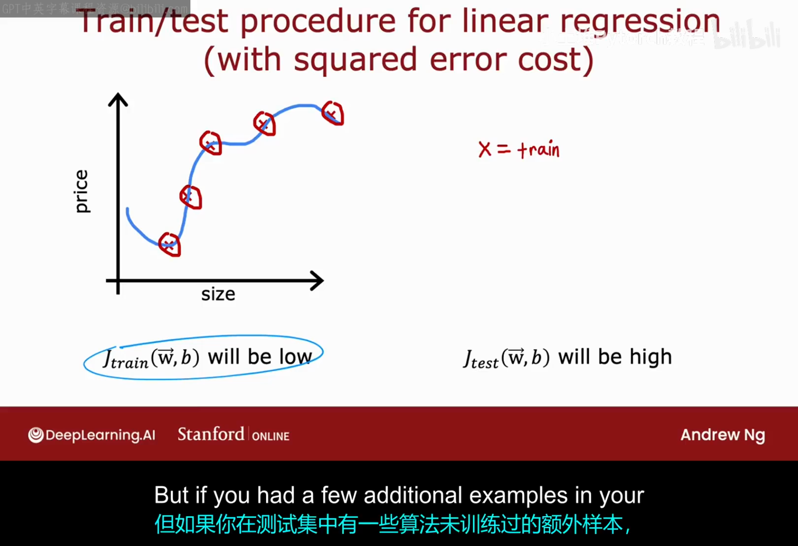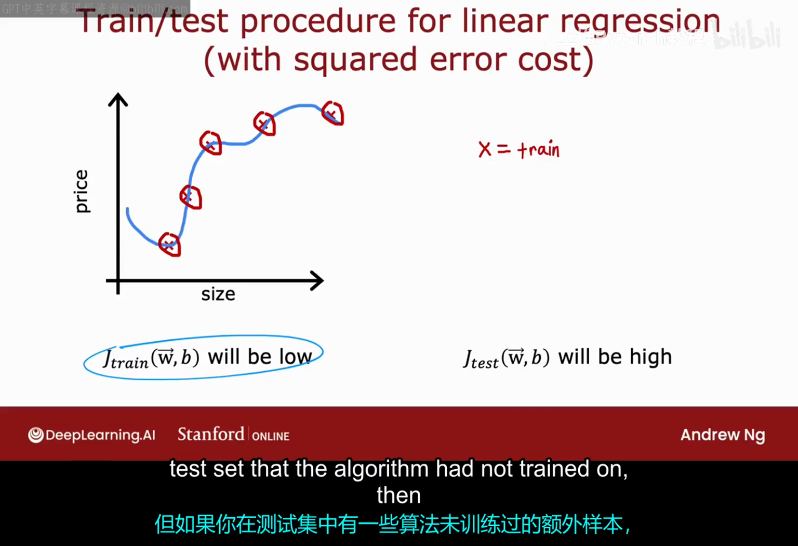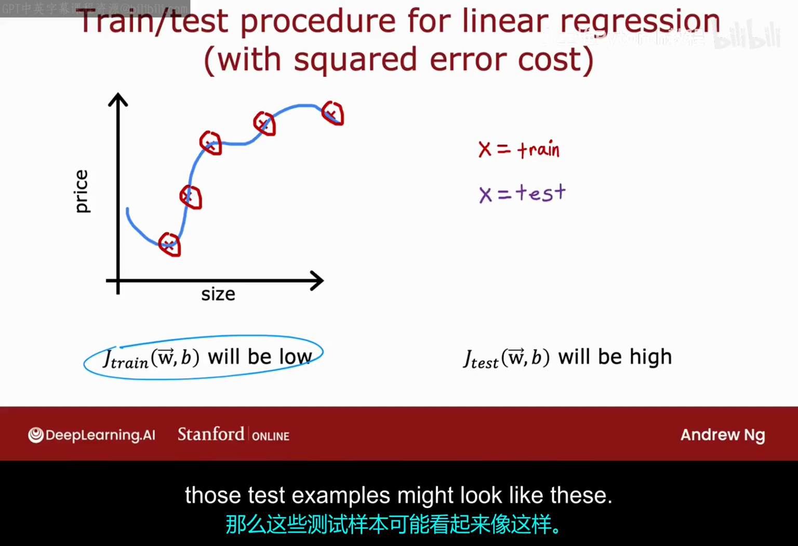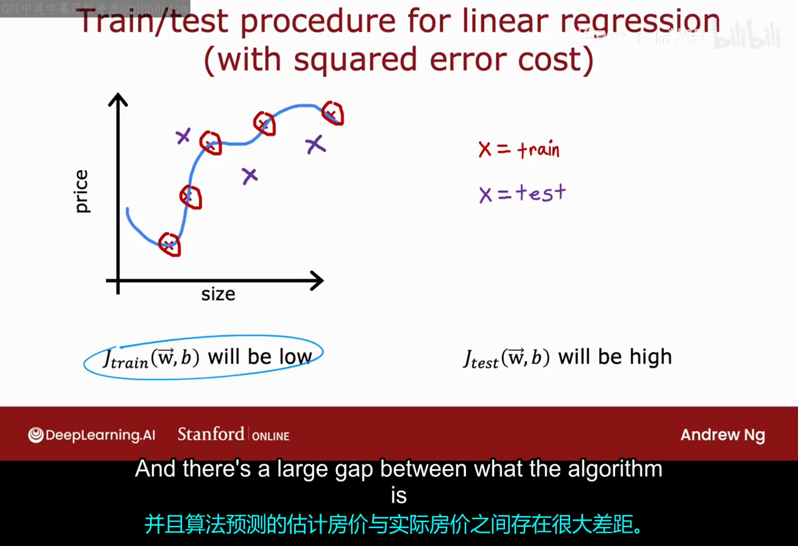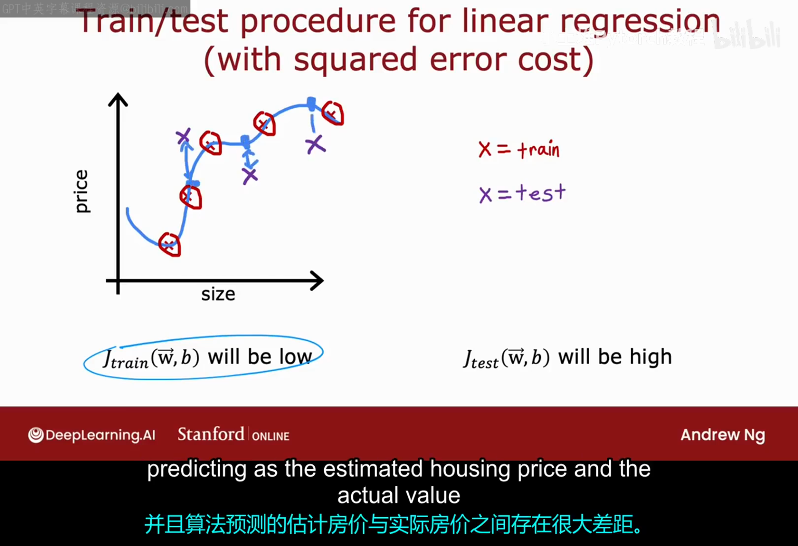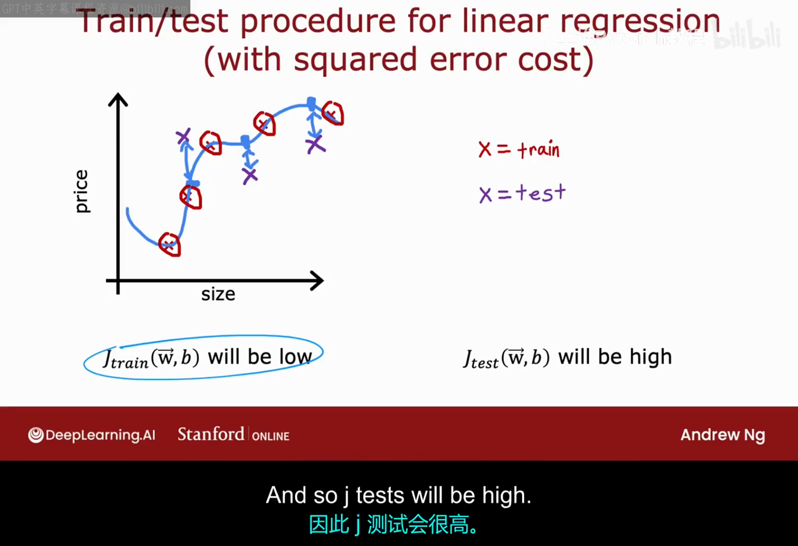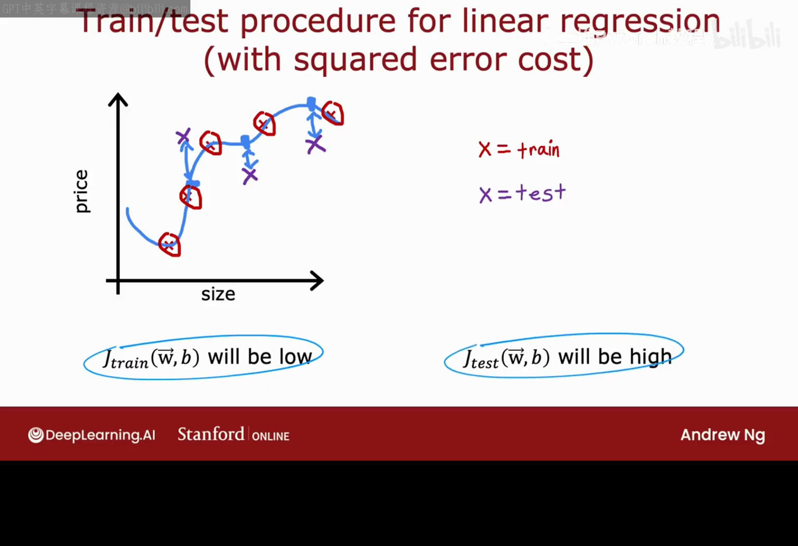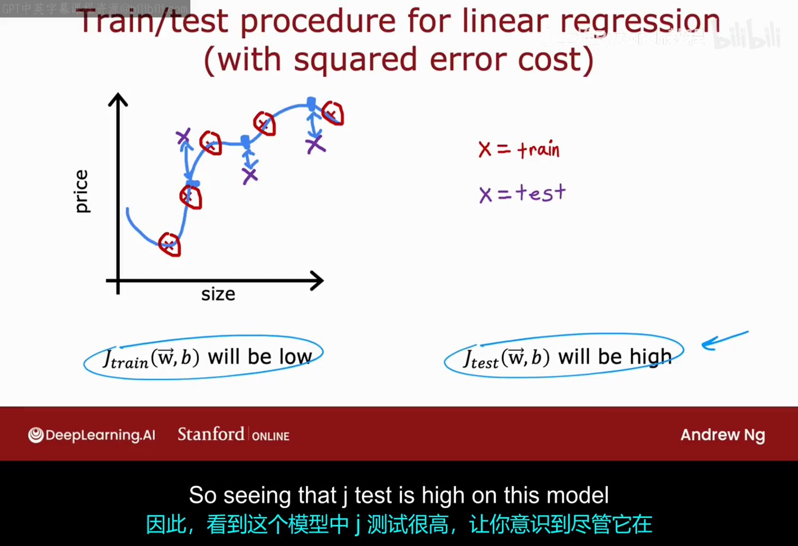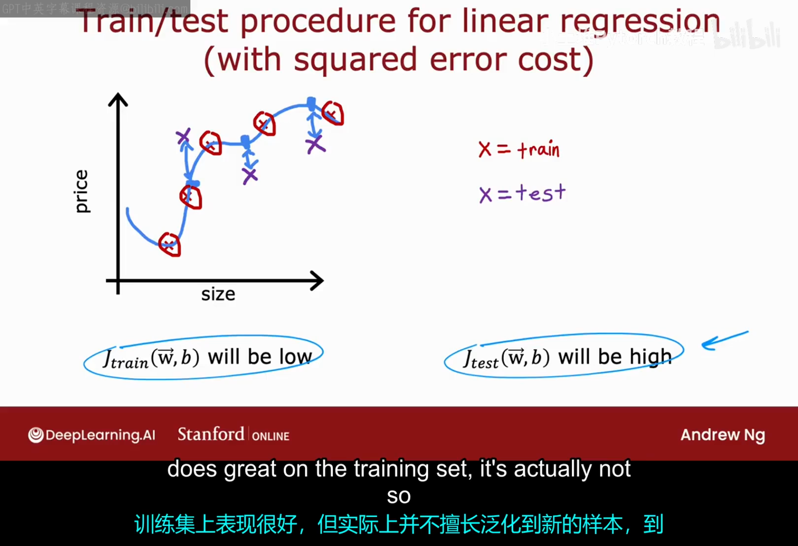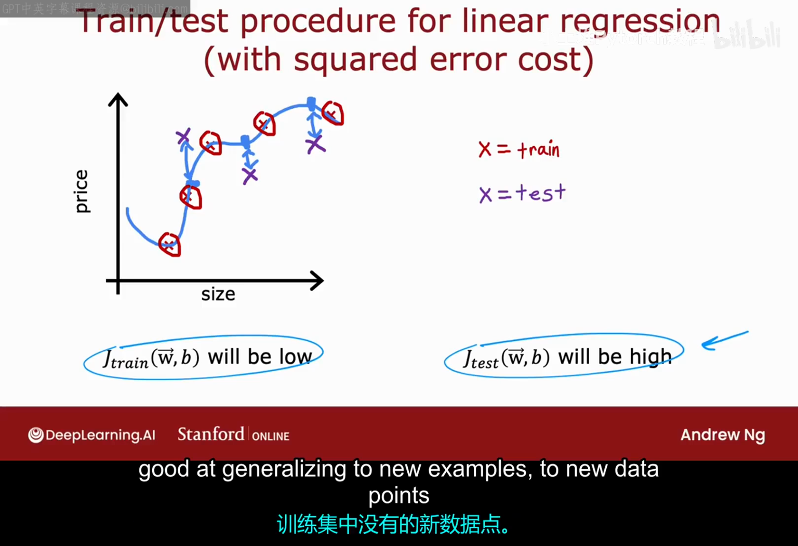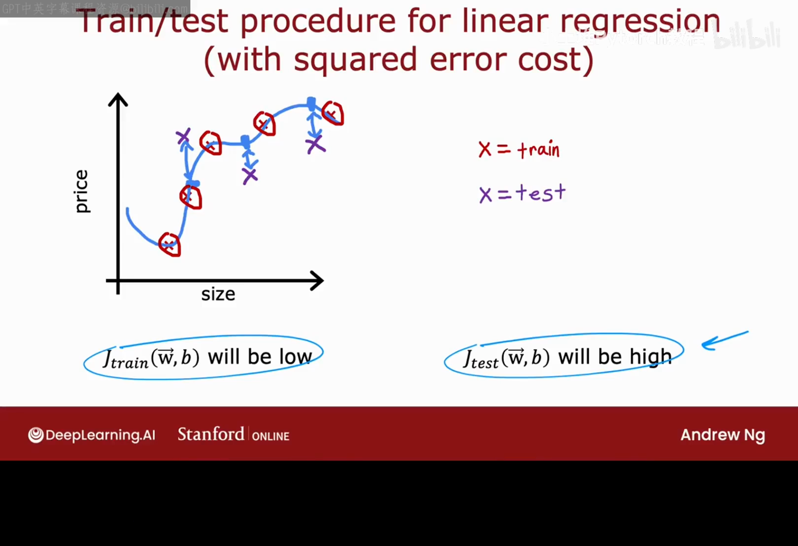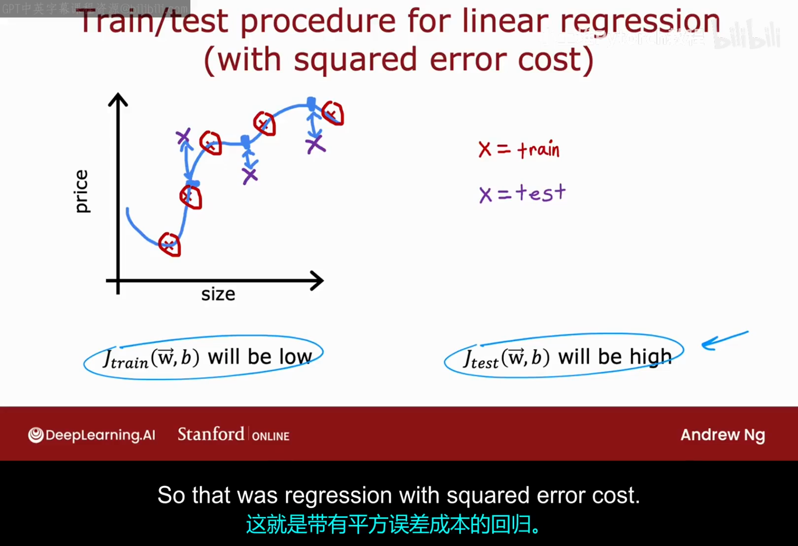But if you had a few additional examples in your test set that the algorithm had not trained on, then those test examples might look like these. And there's a large gap between what the algorithm is predicting as the estimated housing price and the actual value of those housing prices. And so J-test will be high. So seeing that J-test is high on this model gives you a way to realize that even though it does great on the training set, it's actually not so good at generalizing to new examples, to new data points that were not in the training set.